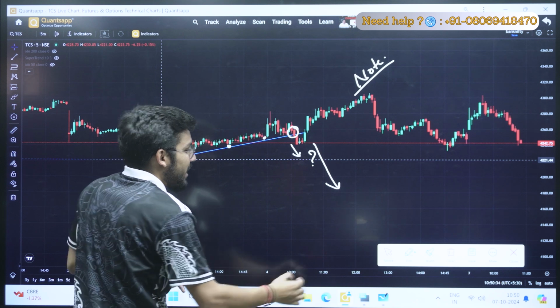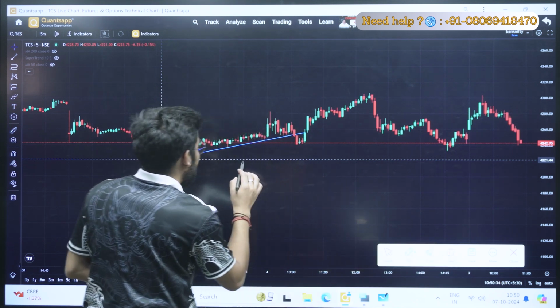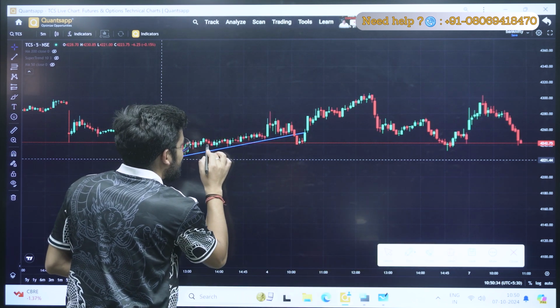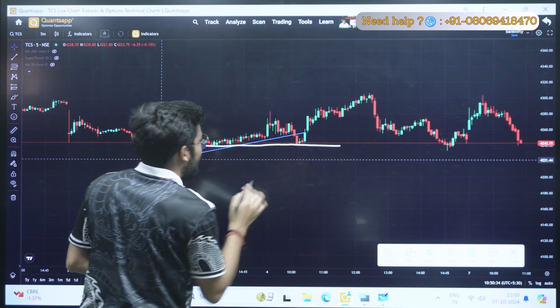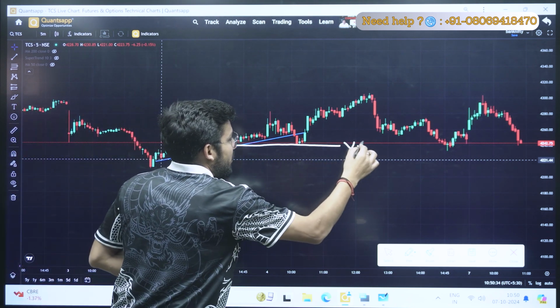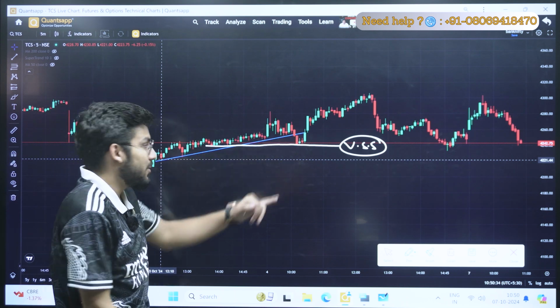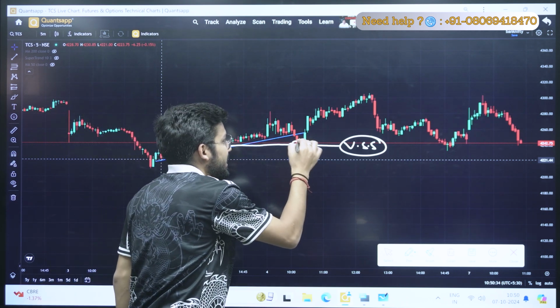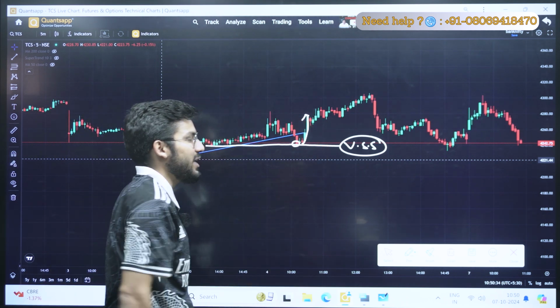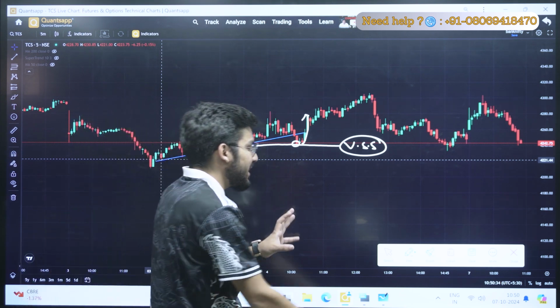But it didn't go down. Why? Because there was a very strong support here, and that is why the market sustained here, the price rejected and went in the upward direction. Now what could have been the possibility of it going down?